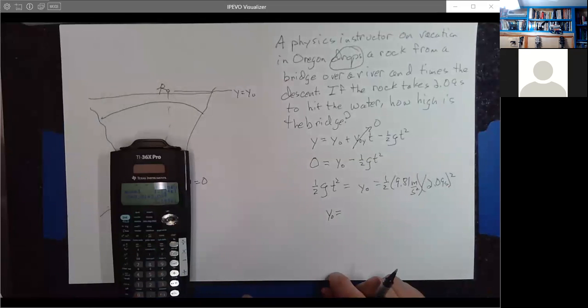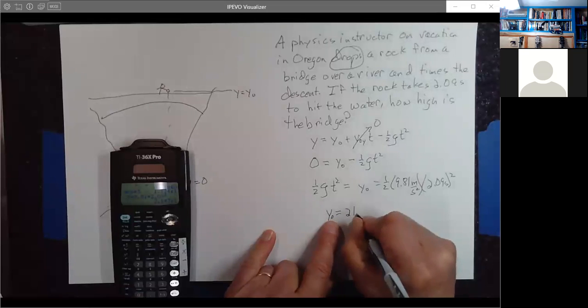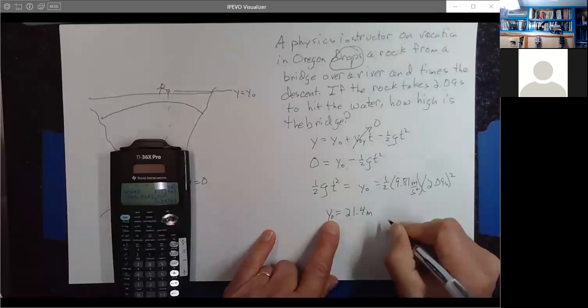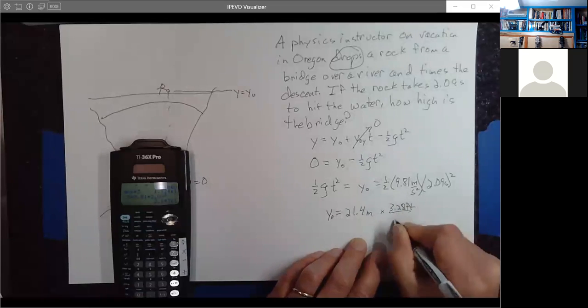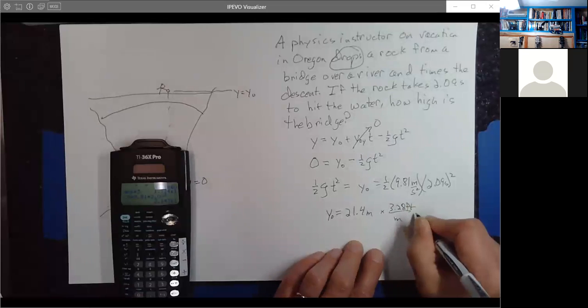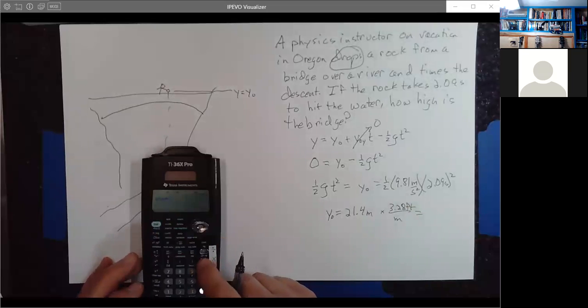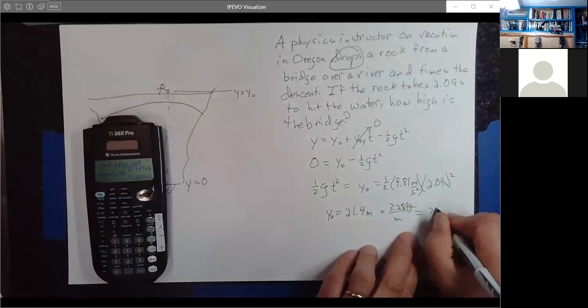Wow, is it that high? No, that's not that high. Actually, 21.4 meters. And if I multiply that by 3.28 feet per meter, that's a conversion factor for converting units there, I would get about 70.3 feet.